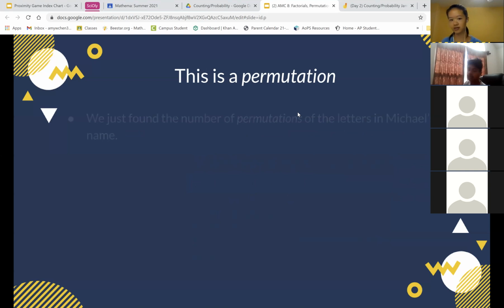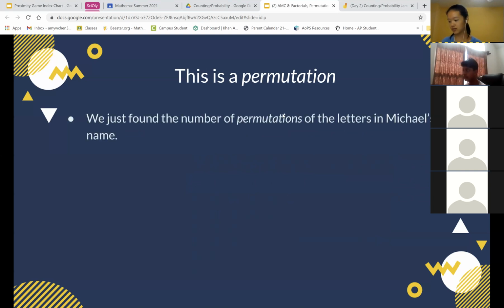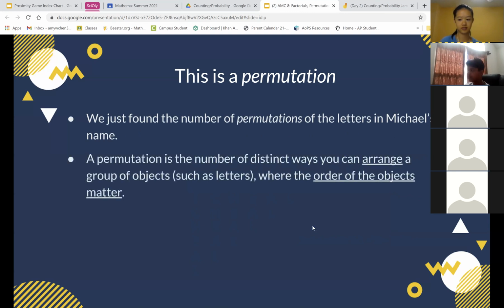So the thing that we just found out is a permutation. A permutation is the number of distinct ways you can arrange a group of objects, such as letters, where the object's order matters. This is something really important. Sorry, I'm really sorry about that. Okay, so this is the biggest difference. Actually, I think it's the only difference between a permutation and a combination.